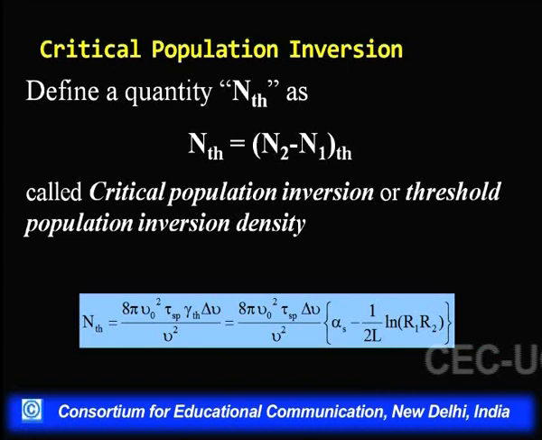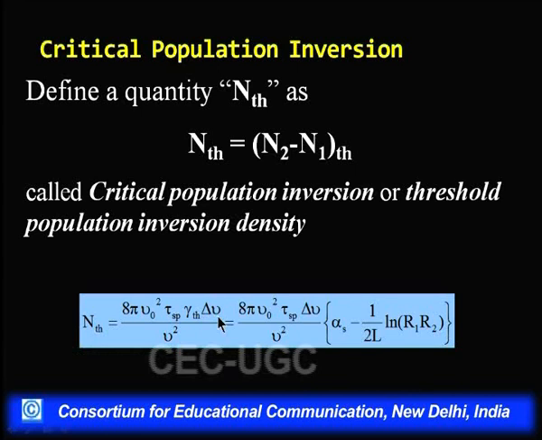It is defined as N_th is equal to 8 pi nu naught square tau_SP, SP for spontaneous, times gamma_th, that is the gain, times del nu, that is the frequency difference, divided by c square, nu square, which is the frequency. Here we put the value of gamma gain, and then we can get the threshold population difference between the two states. Here we put the value of tau, and the value of amplification gamma_th, which is alpha_s minus 1 by 2L log of R1 R2.